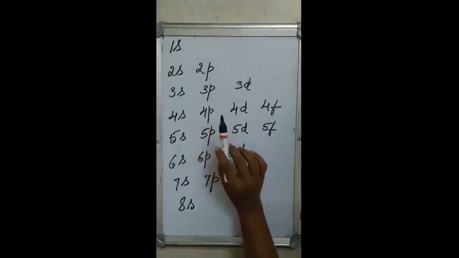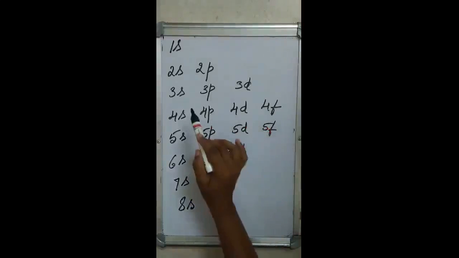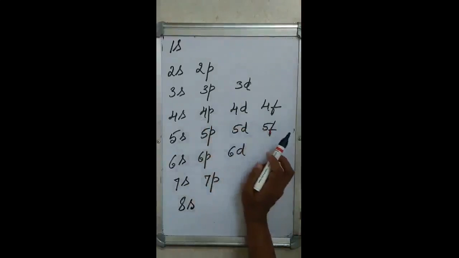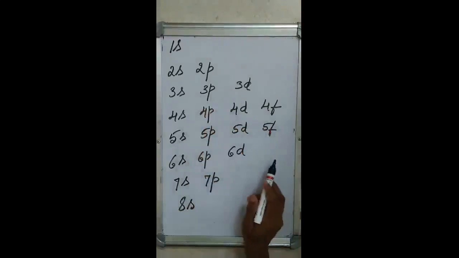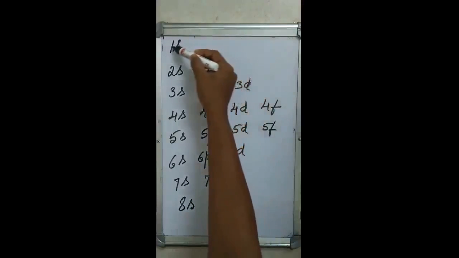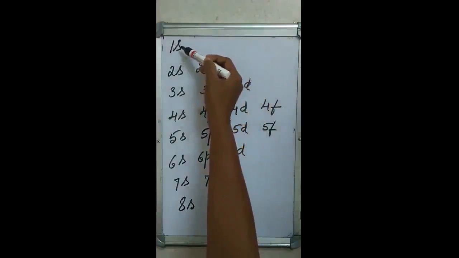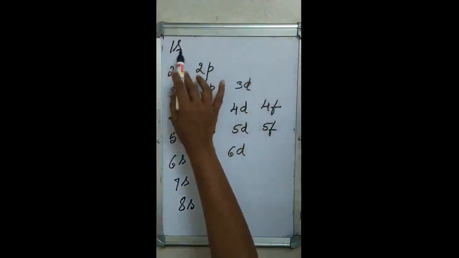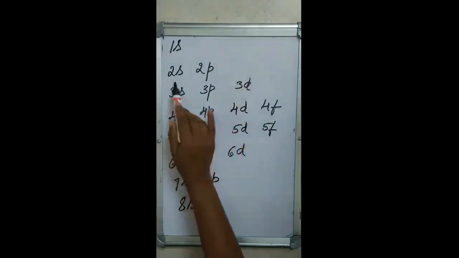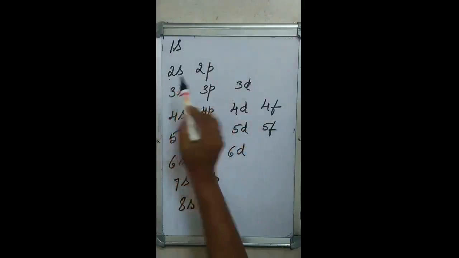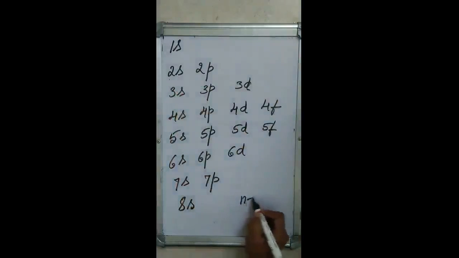Now here the sequence of energy level of atomic orbitals is written. Okay, if n is equal to 1, how many subshells are possible? L is equal to 0, so only one 1s orbital is possible. If n is equal to 2, what are the l values? 0 and 1. 0 means it is nothing but a 2s, 1 means it is nothing but a 2p.